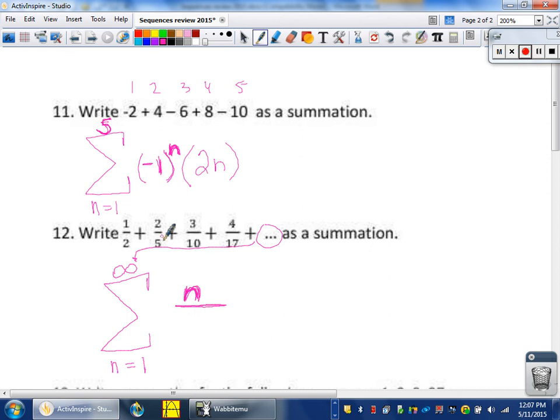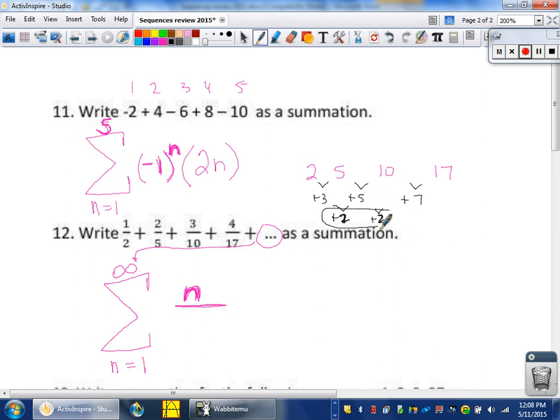Do you recognize 2, 5, 10, 17? Maybe, maybe not. So let's look at 2, 5, 10, and 17 and see if we can distinguish a pattern. 2 to 5 is plus 3, 5 to 10 is plus 5, 10 to 17 is plus 7. So this is not a linear pattern because it's not a common first difference. Let's look at the second differences. 3 to 5 is plus 2, 5 to 7 is plus 2.